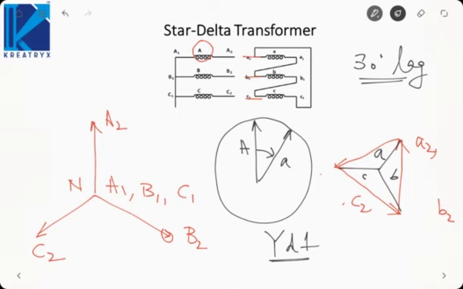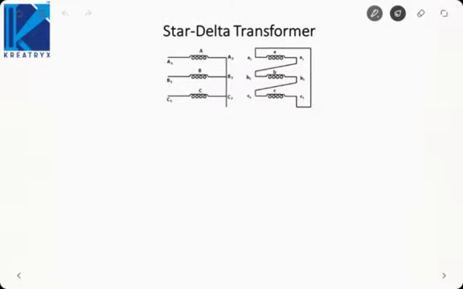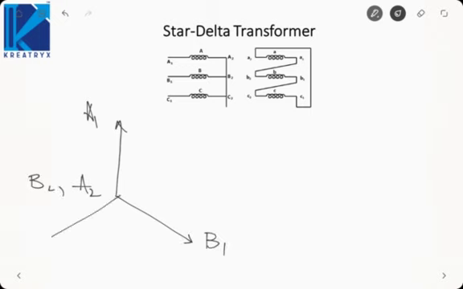Okay. Now let us change the primary connection and try to determine the phase shift of the transformer. So here what I have done is I have connected A2, B2 and C2 to the neutral. So if we draw, let me draw like this. This will be A2 to A1. This will be B2 to B1. This will be C2 to C1. This is my neutral connection.